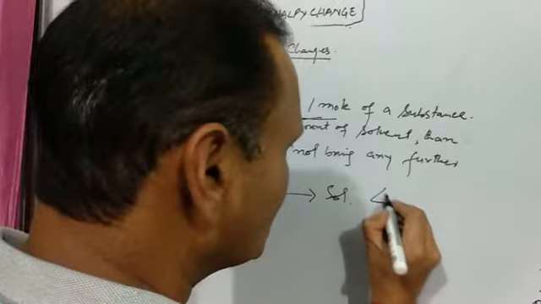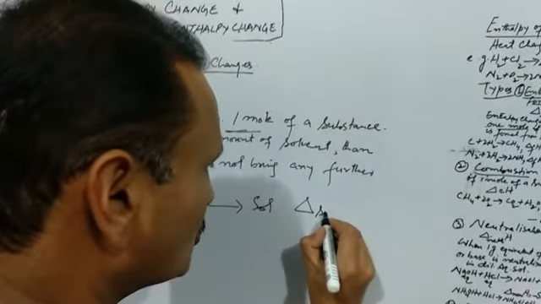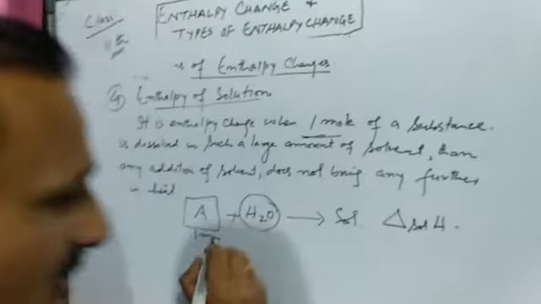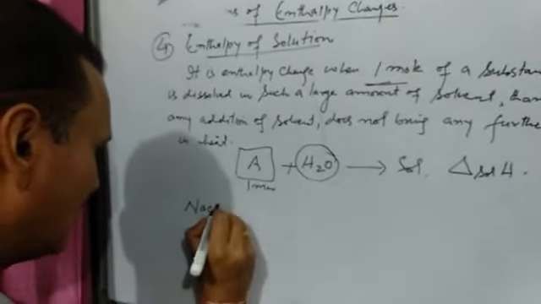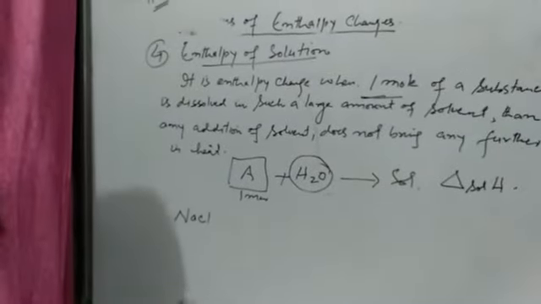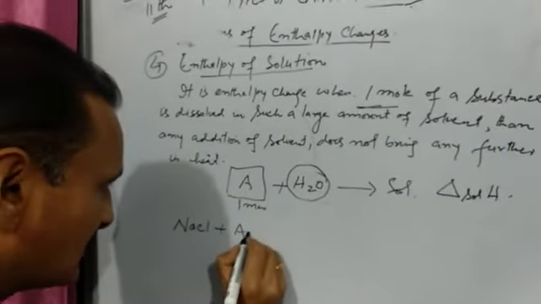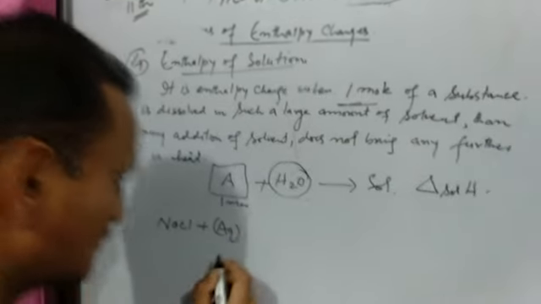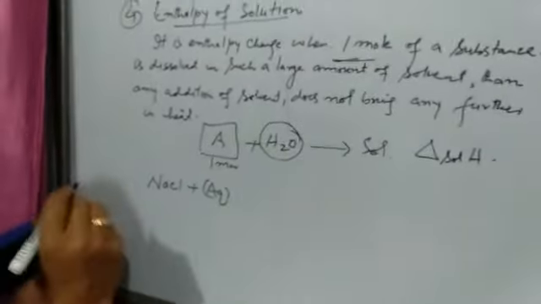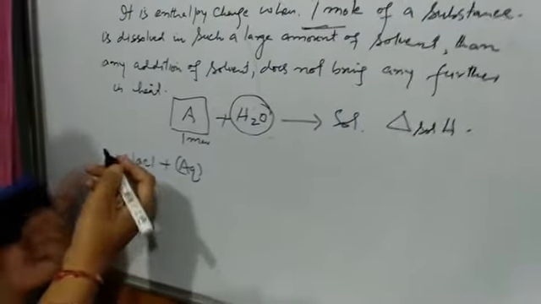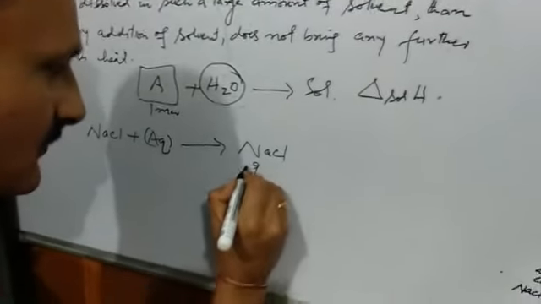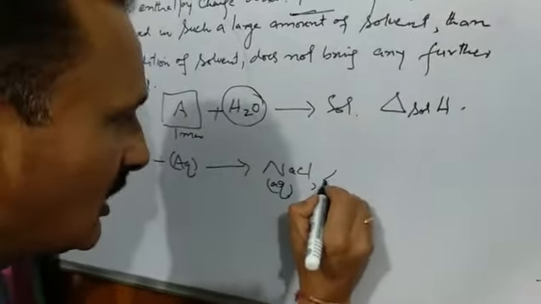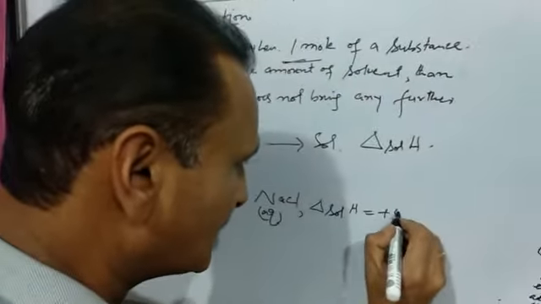And enthalpy of solution is designated by delta H sol, sol for solution. For example, let me take the formation of this solution. This is sodium chloride, that is your common salt. Let me add water to it, aqueous. So I have added a large amount of water to it. When I have added a large amount of water, it will form sodium chloride solution in aqueous form. And here enthalpy of solution is plus 5.35 kilojoule.